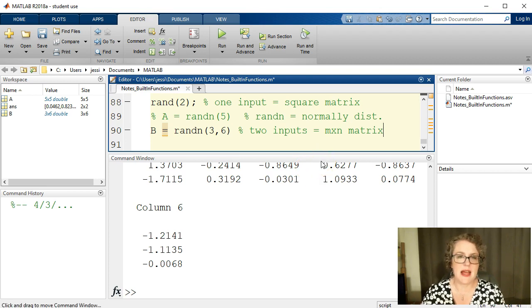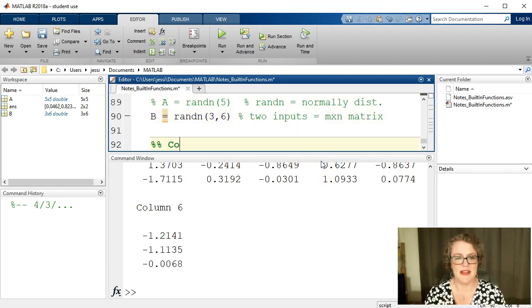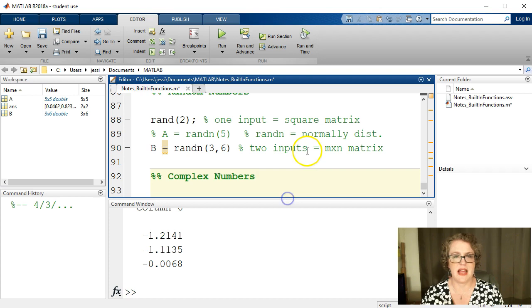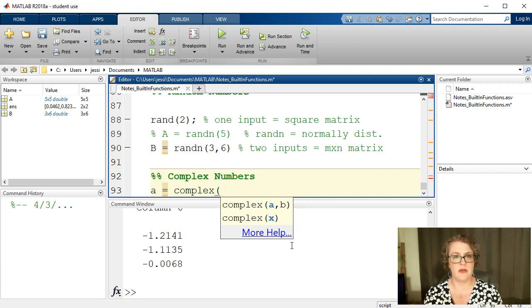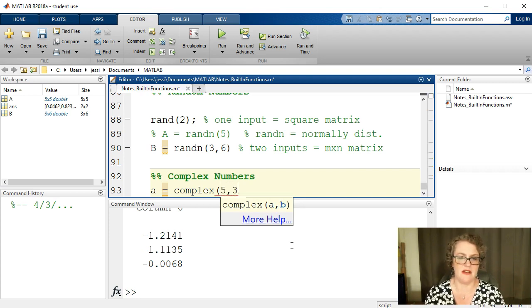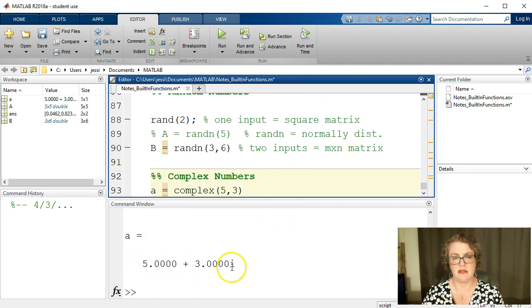All right, let's look at some complex numbers. We'll wrap this up. Complex numbers, what are those? Any number that has an imaginary part is a complex number. So this is that square root of a negative thing, or the i, that you're all so fond of. One way to create a complex number is to use the command complex. We say, okay, this number a, and I'm going to use a lowercase because it is not a matrix. This number a is a complex where the real part is 5 and the imaginary part is 3. And then when I run this section, I get 5 plus 3i.